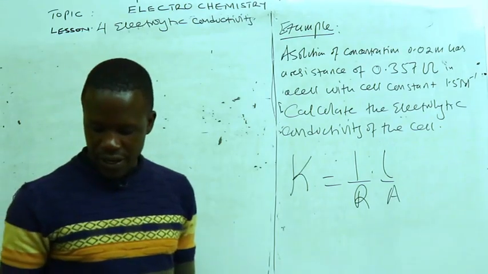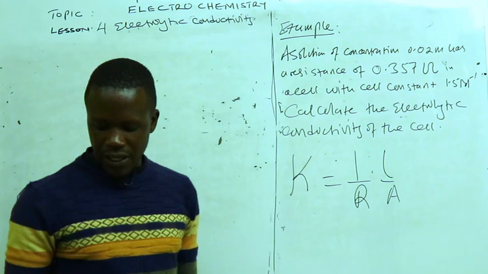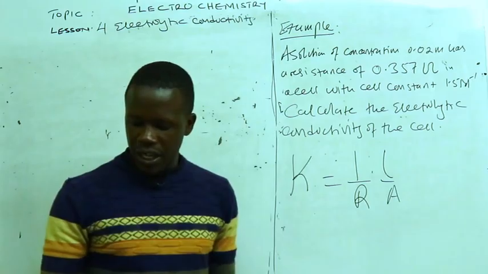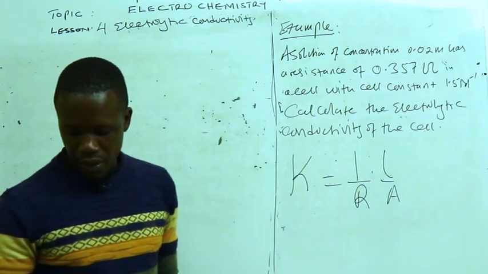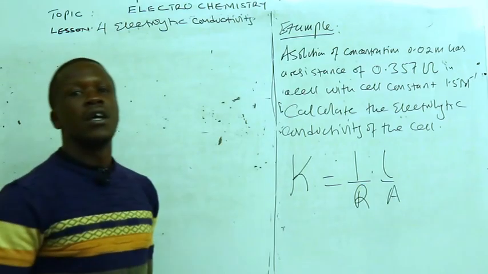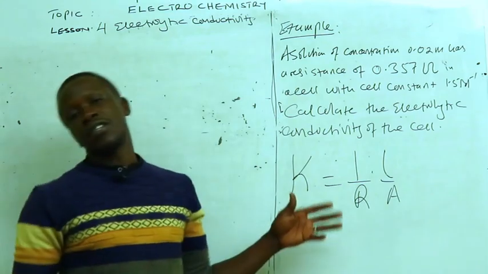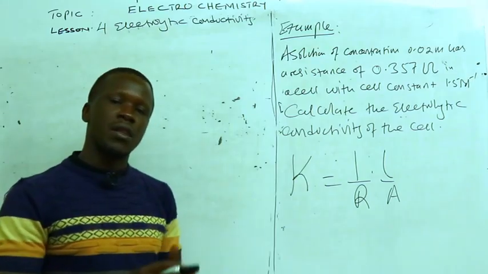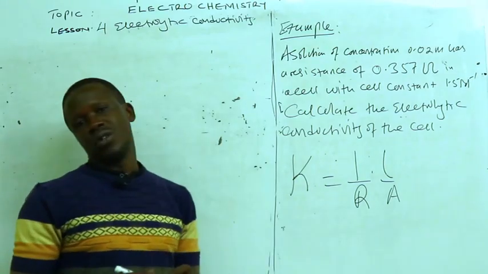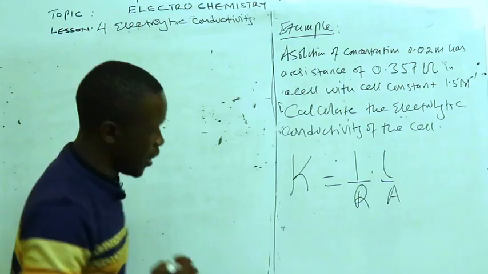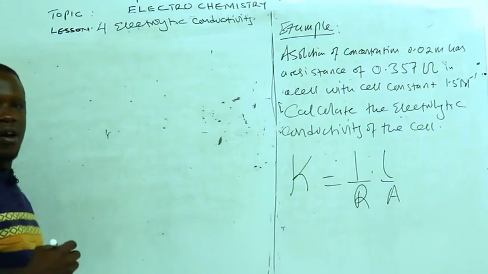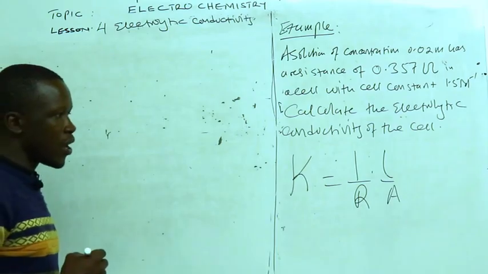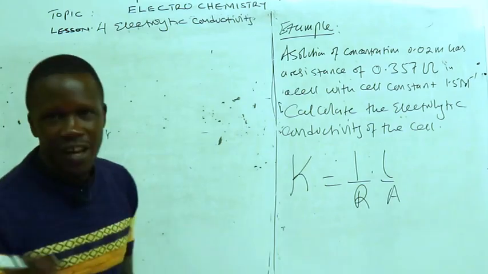I had said that in such questions, where there is a formula, the first thing is to state the formula. And after stating the formula, then we do the substitution. So, in the formula, what is R? R is the resistance, and L over A is the cell constant.